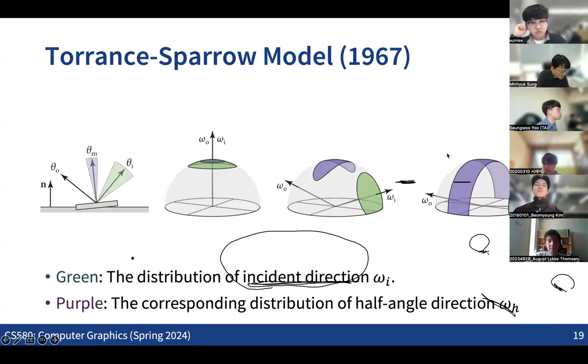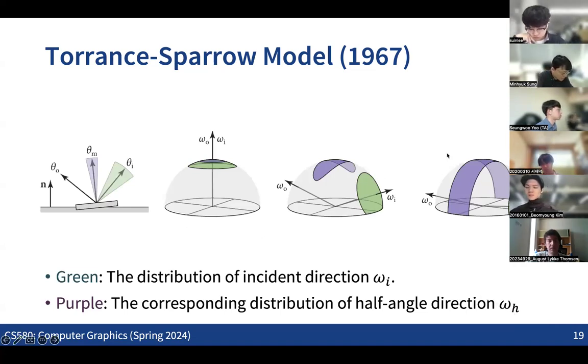And this is a diagram showing some examples. When you have this specific outgoing direction, every time you vary the incoming direction in the range of the green area, we also get this half angle vector distribution like this. In this figure, green shows the region of the distribution of the incident direction, and the purple region shows the corresponding distribution of the half angle direction.